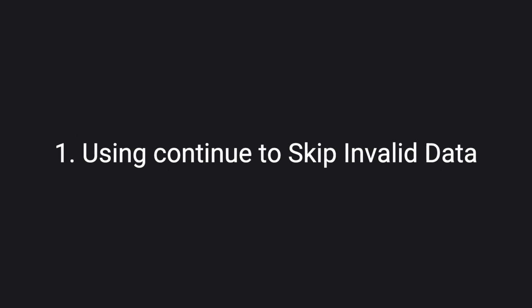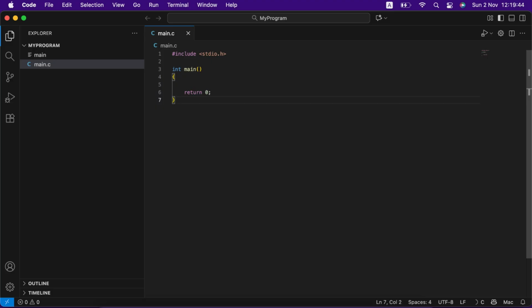First, using continue to skip invalid data. The main use of continue is to filter out unwanted or invalid data and save processing time by avoiding unnecessary operations. Let's use a for loop to print all numbers from 1 to 10, but we want to skip the number 5.